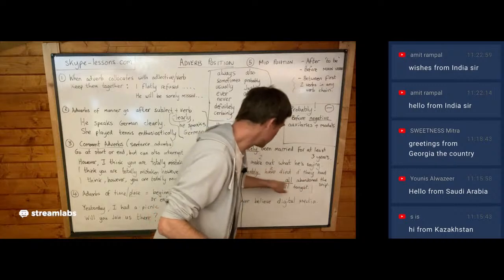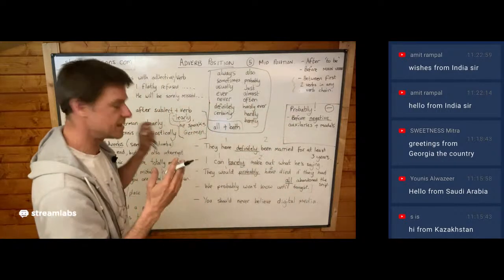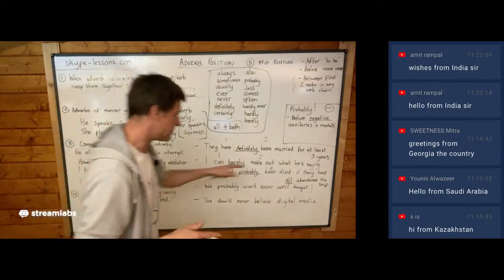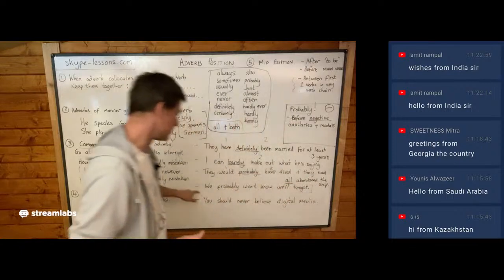Okay, so be aware that "all" and "both" also need to be in this position. So "had all abandoned", between the first two verbs. After the auxiliary, but before the main verb.